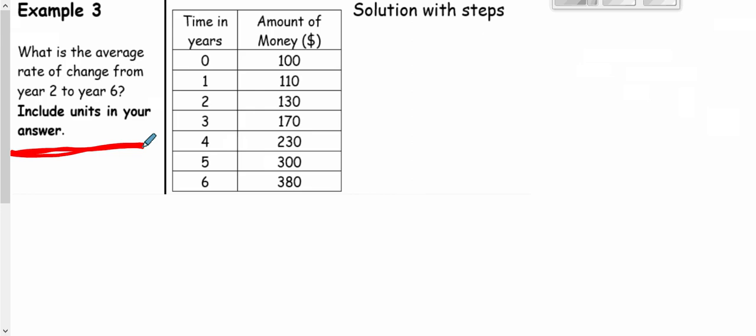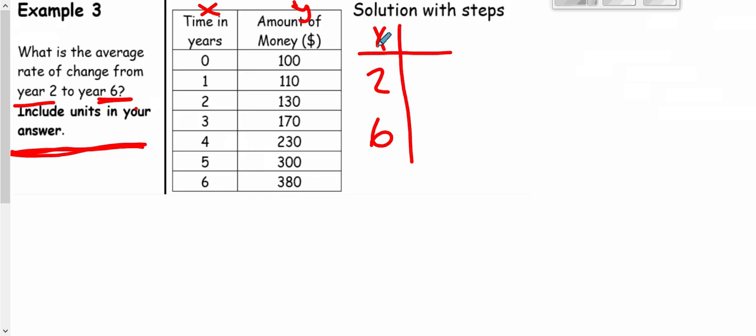Okay? So let's think about this year 2 to year 6. Would those be input or output values? Those are input values. Usually when you're asked to find the rate of change, they're going to give you the input values. Also, in your table, this is x, this is y. The amount of money is dependent on the time in years, therefore time in years is your input and the amount of money is the output. It's kind of like independent and dependent variables, right? So our input values that we're talking about are 2 and 6.